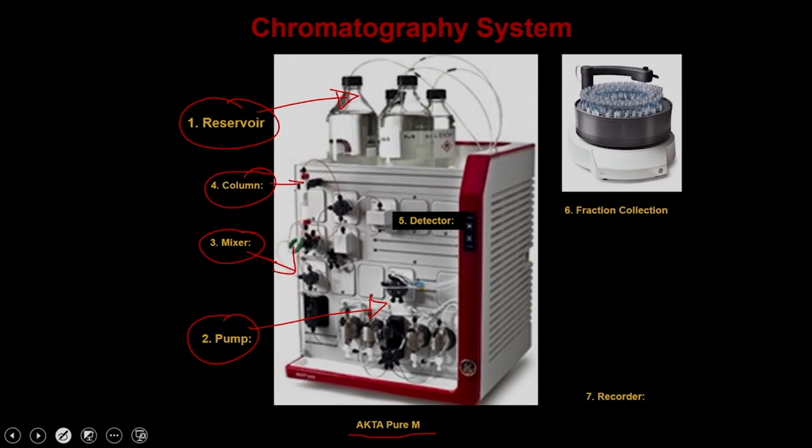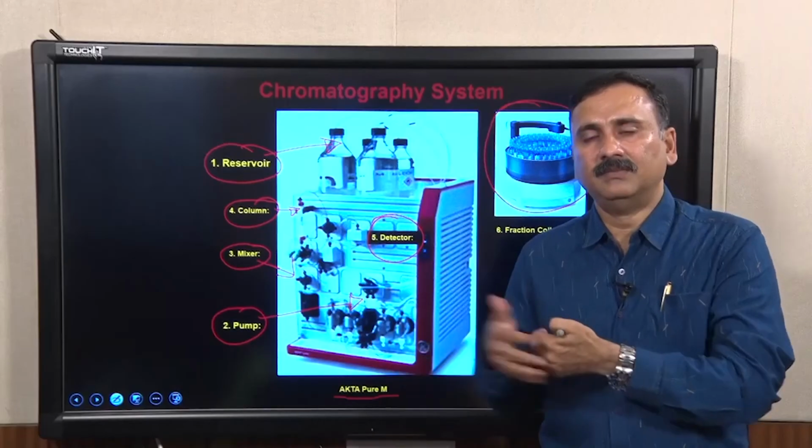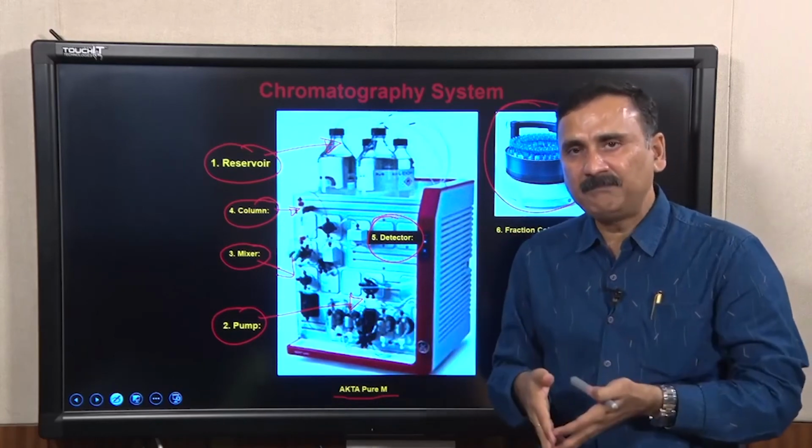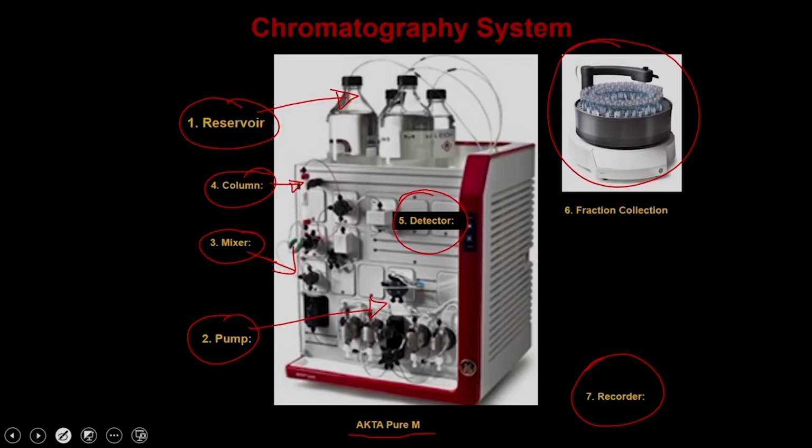In the picture we are showing HiTrap high resolution columns. Then you have a detector, and next to the detector whatever is coming out can be collected in the form of different fractions, or you can utilize a computer interfaced to the system to visualize the profile of the eluting molecules in the form of a chromatogram. So, this is all about the chromatography system.